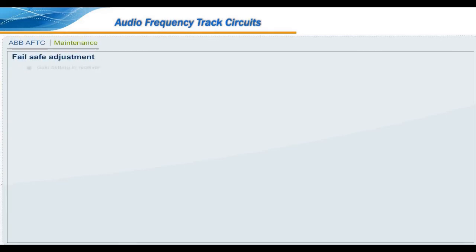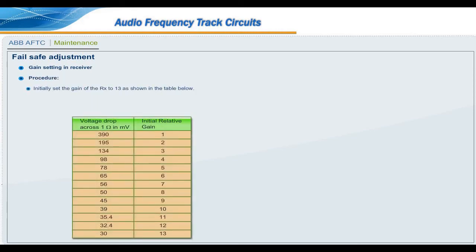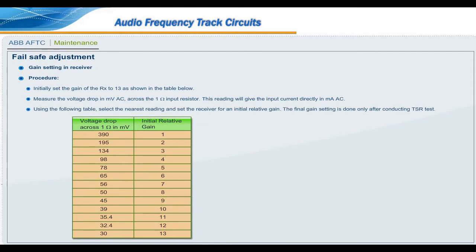Fail-safe adjustment. Gain setting in receiver. Procedure: initially set the gain of the RX to 13 as shown in the table below. Measure the voltage drop in millivolt AC across the 1 ohm input resistor. This reading will give the input current directly in milliampere AC. Using the following table, select the nearest reading and set the receiver for an initial relative gain. The final gain setting is done only after conducting TSR test.